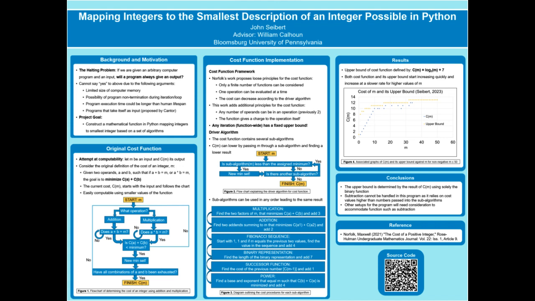In conclusion, the upper bound of finding the cost of an integer uses solely the binary function. The log base 2 part of the formula represents how many digits we would need in the binary representation. Hence, the upper bound definition just becomes the cost associated with solely binary.